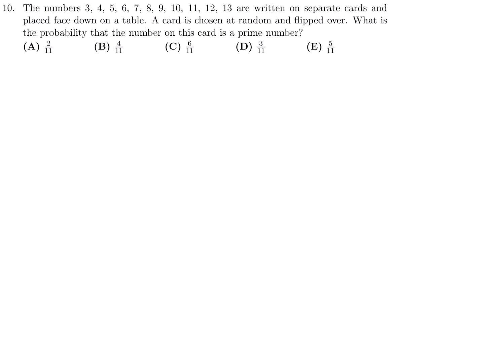The numbers 3, 4, 5, 6, 7, 8, 9, 10, up to 13 are written on separate cards, and placed face down on a table. A card is chosen at random and flipped over. What is the probability that the number on this card is a prime number? So, how many cards are there? There's 11 cards. So the probability is going to be something over 11.